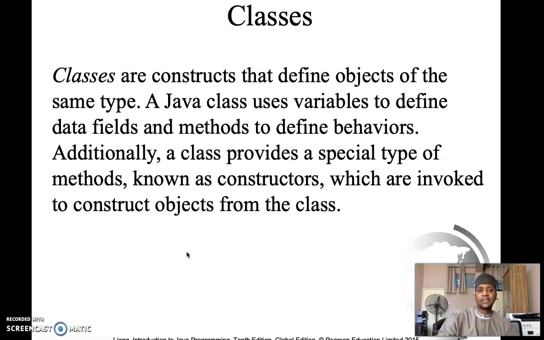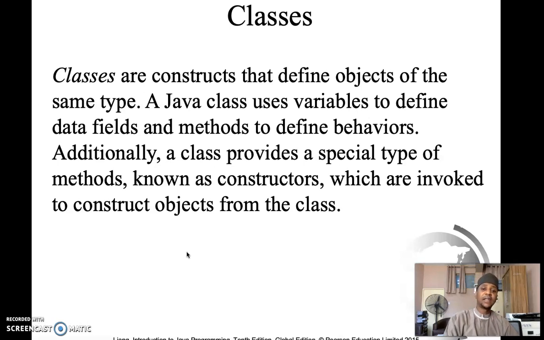Then what are classes? Classes can be defined as a construct in which objects are defined using the data types of the same object. For example, if we have different classes, then the constructs define the objects in terms of the same type. For example, a Java class uses variables to define data fields and methods to define behaviors.